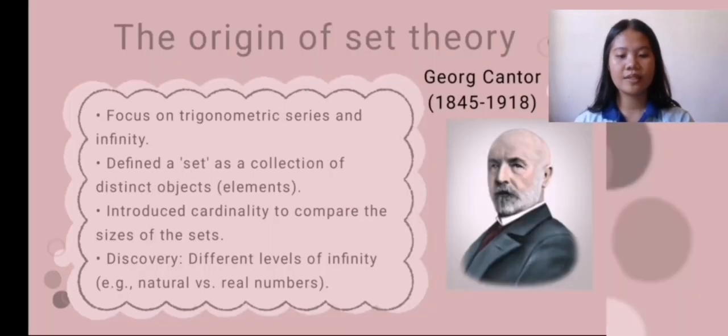Let's talk about the person who started it all, Georg Cantor. Georg Cantor lived from 1845 to 1918, and made his mark while studying trigonometric series and infinity. He defined the set as a collection of distinct objects and introduced the concept of cardinality, which measures the size of a set. His most groundbreaking discovery was the theory of different levels of infinity. For example, the infinity of natural numbers is smaller than the infinity of real numbers. This insight completely changed how mathematicians thought about the infinite.